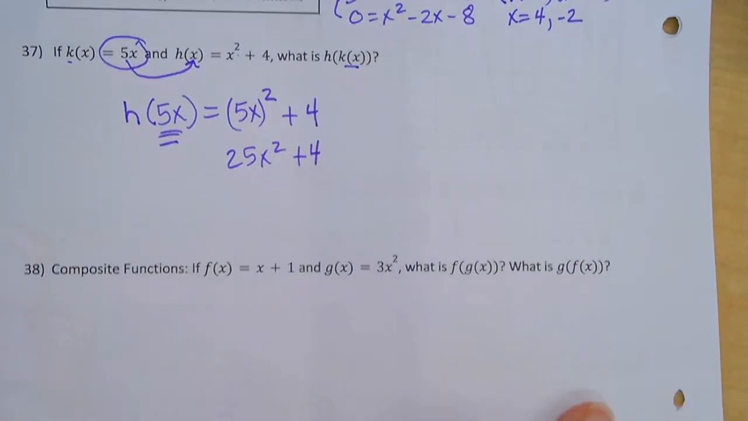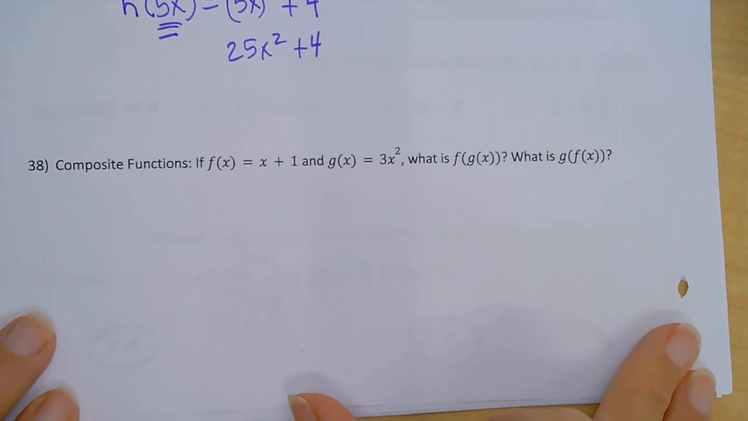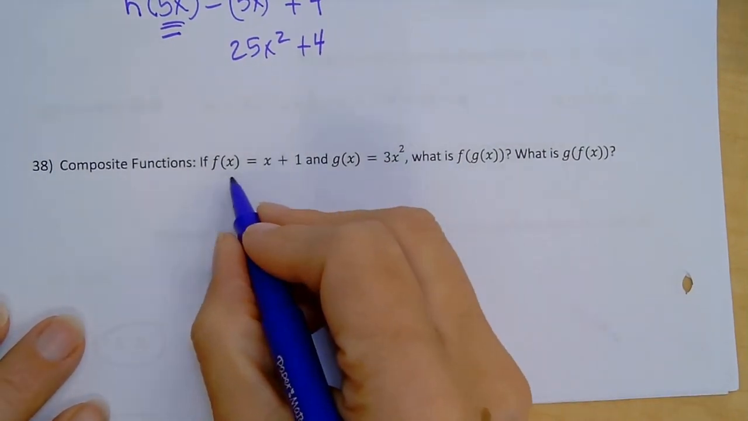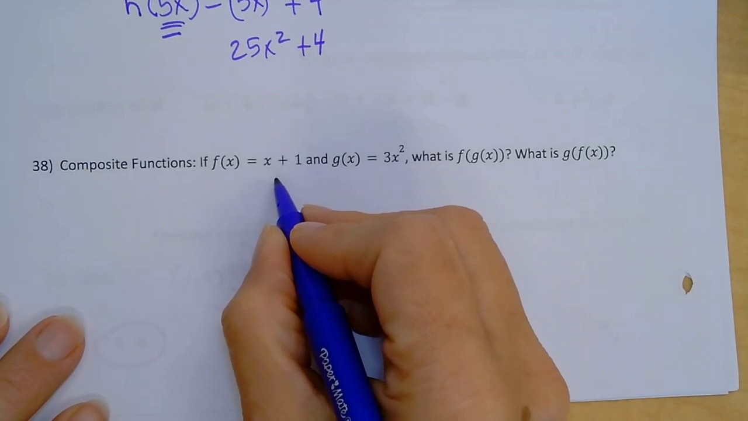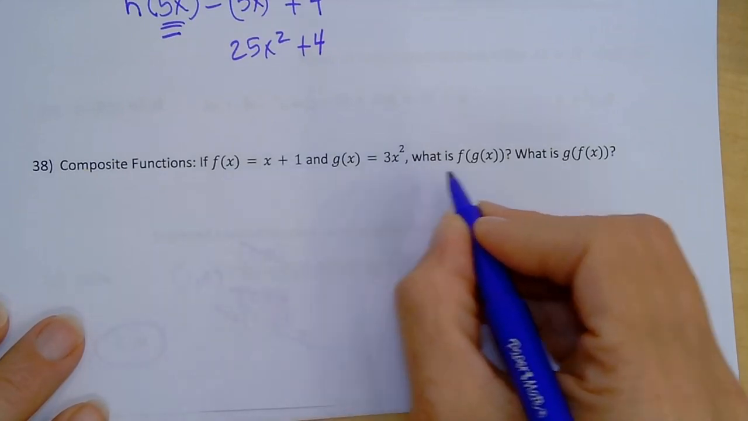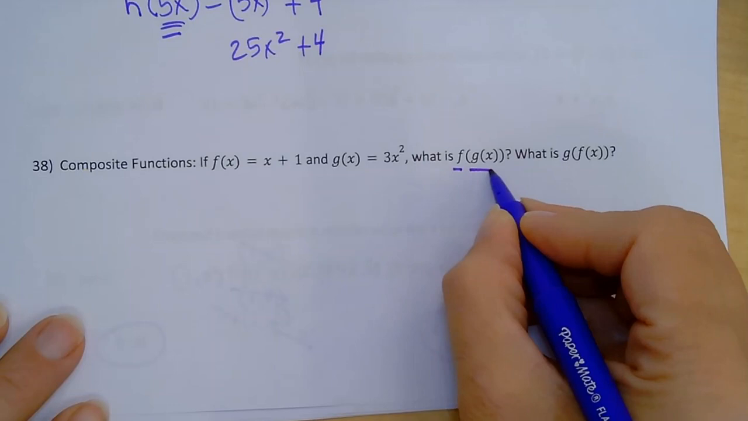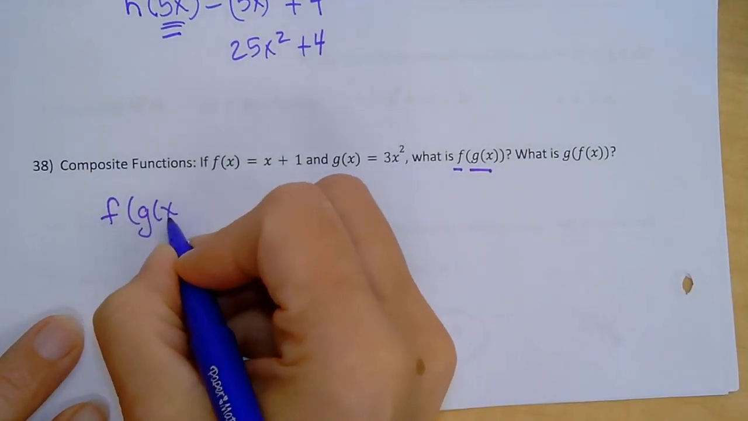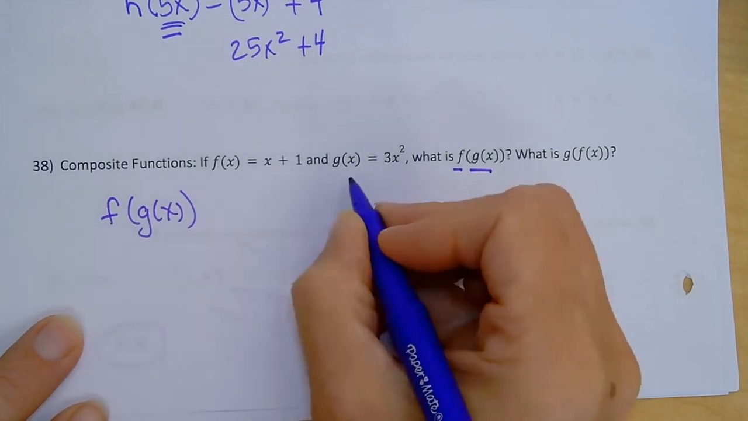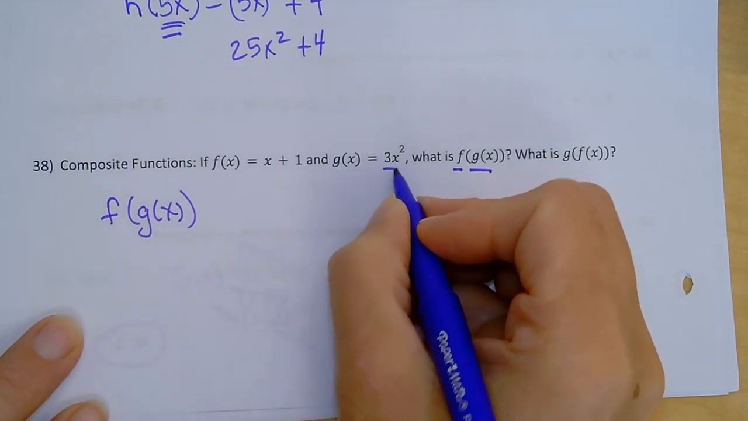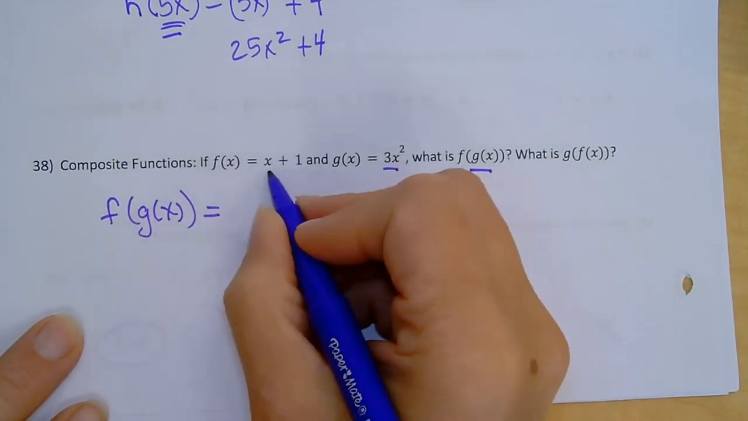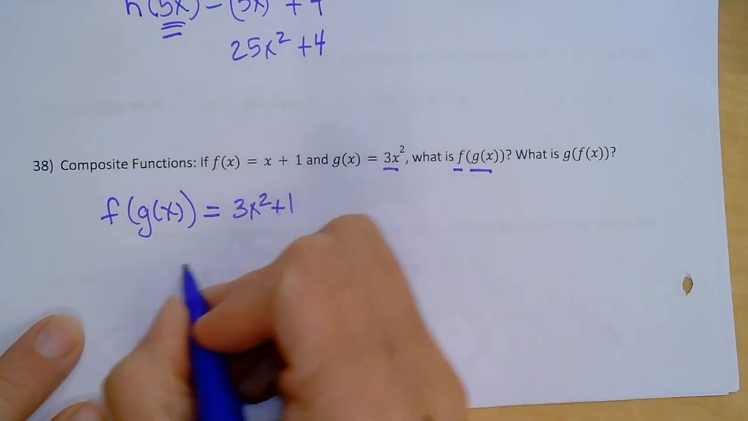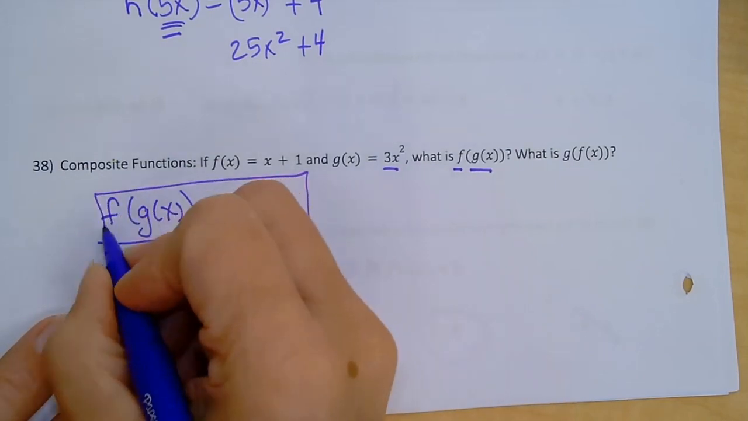Okay, number 38, composite functions, similar type of problem. So if I know that the f of x is equal to x plus 1 and the g of x is equal to 3x squared, what is the f of the g of x? So the f of the g of x, the input is going to be 3x squared, right? So I'm going to say instead of x, my input is now 3x squared, plus 1. That is the f of the g of x.